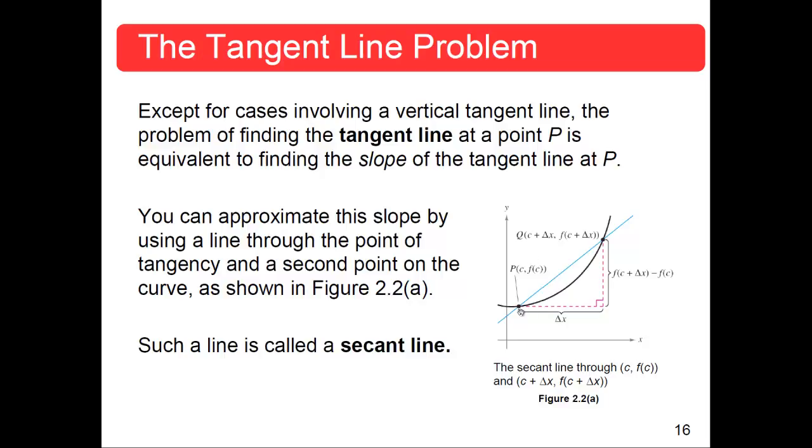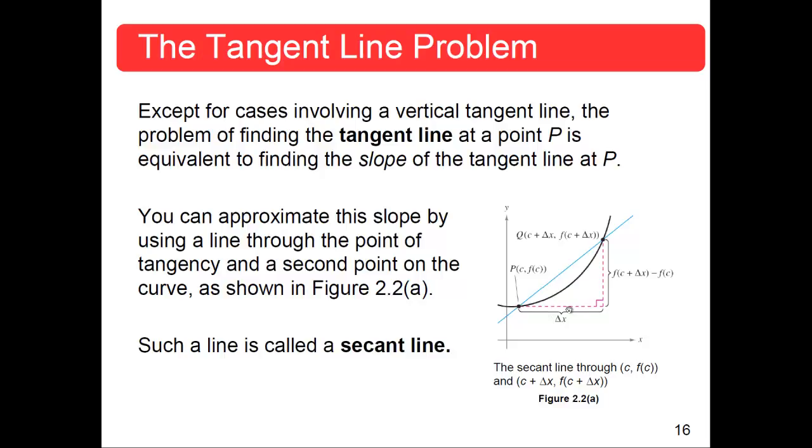So we have, here is the point C, comma f of C. If we move to the right, that x value right here is C plus delta x. So f of C plus delta x would be the y value. So here's Q, which has the coordinates C plus delta x, comma f of C plus delta x. Now the thing is, that is a secant line. But let's say I wanted to find a tangent line at this point right here. What I could do is slide this point closer and closer and closer to this point on the left. That is, I could make delta x smaller and smaller.